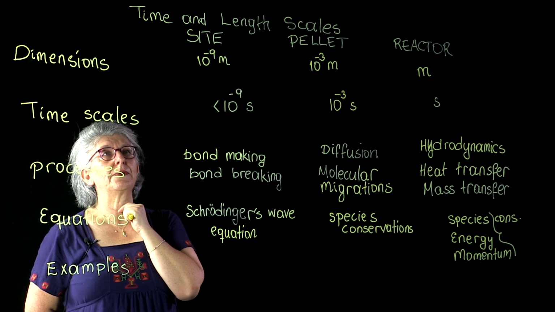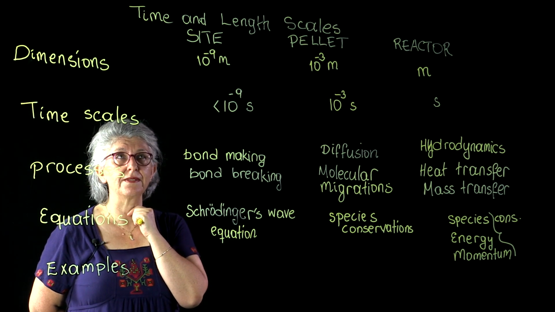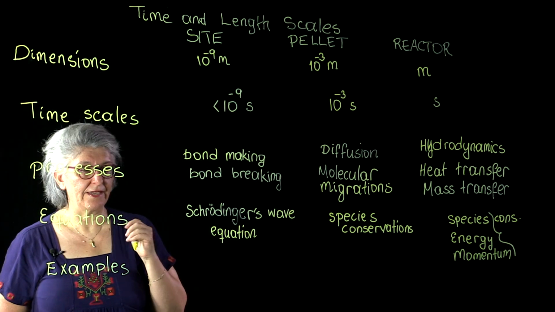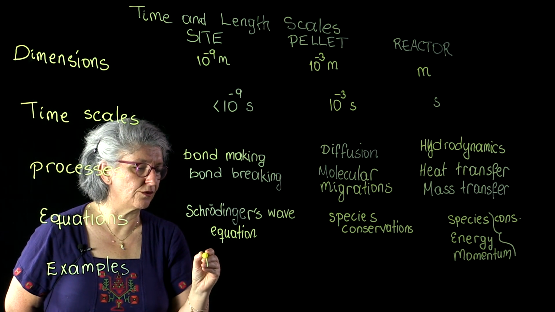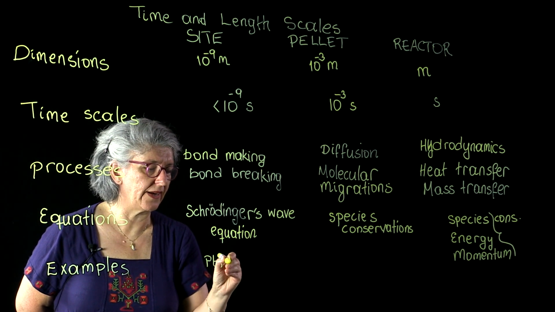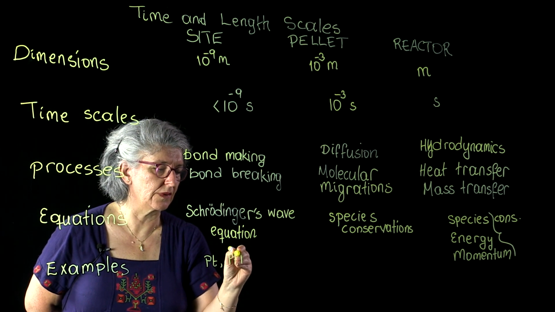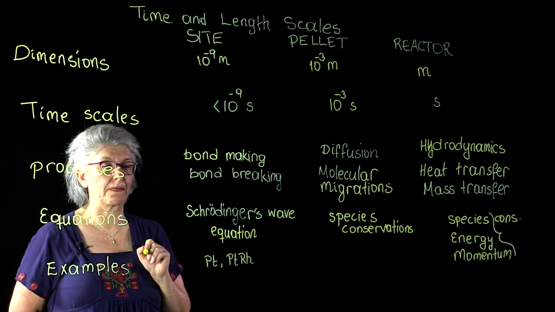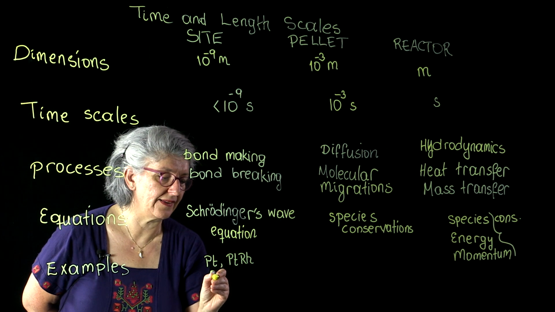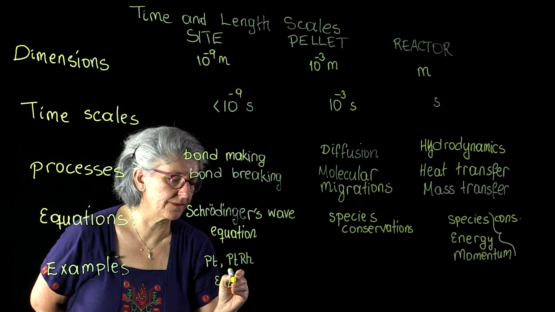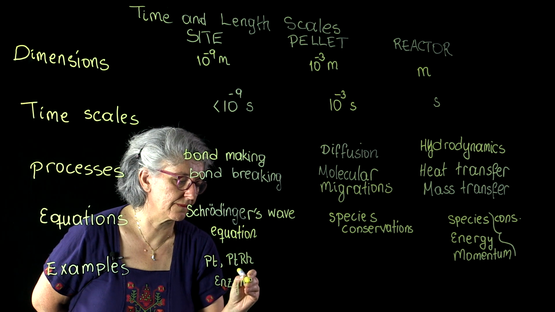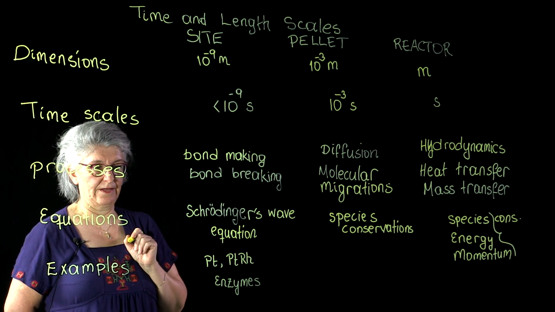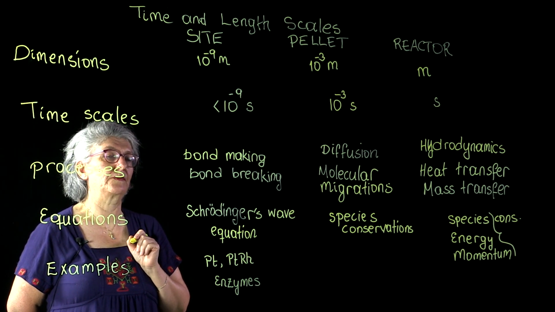Now, let me give an example to the site, to the catalytic active site. It is, for example, platinum or platinum rhodium catalyst that cleans up the exhaust emissions, or it is the enzymes in biological systems that initiate chemical conversions.